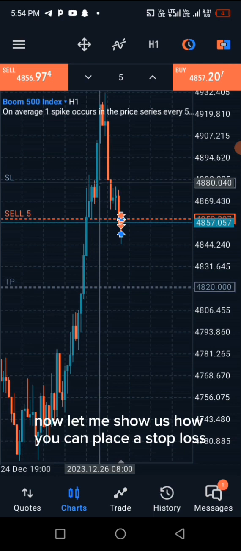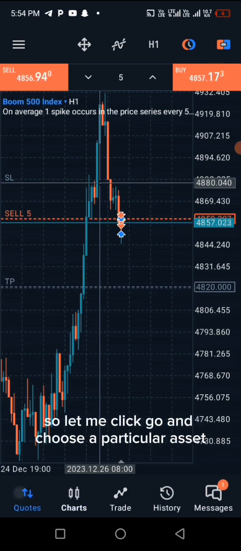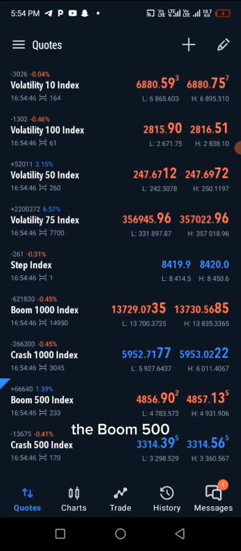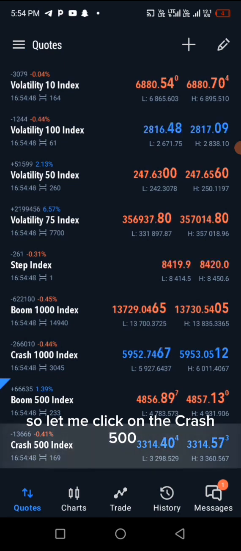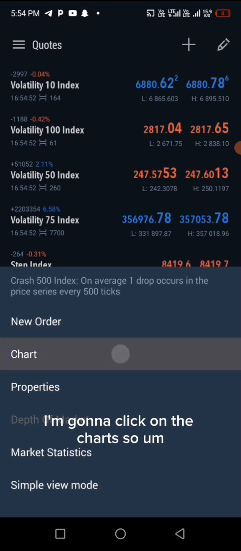Now let me show you how you can place a stop loss and take profit for a buy trade. Let me go and choose a particular asset. The asset I traded was the Crash and Boom 500. So let me click on Crash 500. You can see how I'm doing it, guys. I'm going to click on Crash 500 and click on the chart.